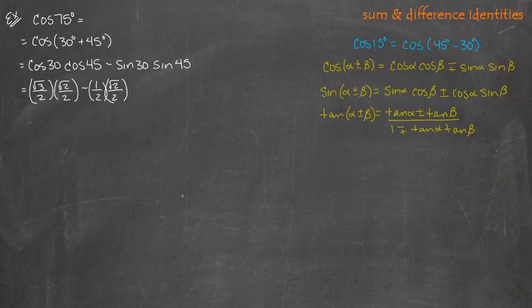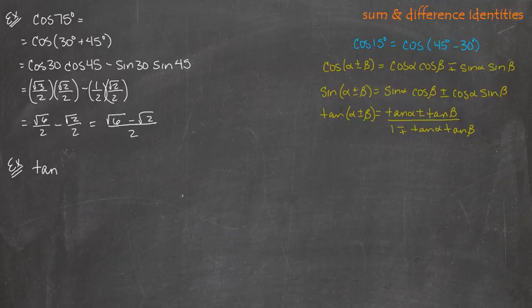And now it's just a bunch of algebra to simplify this. I get root 6 over 2 minus root 2 over 2, and that simplifies to root 6 minus root 2 all over 2. Done. So our next example is find the tangent of 11 pi over 12.